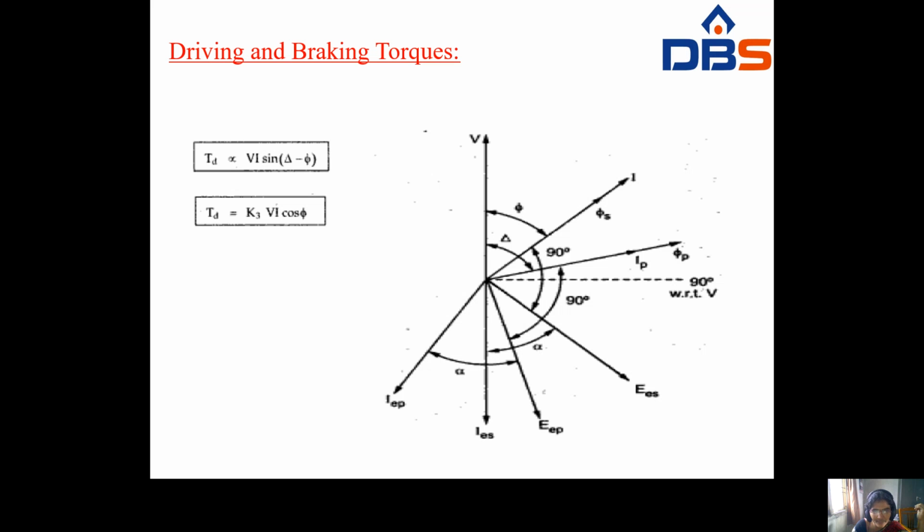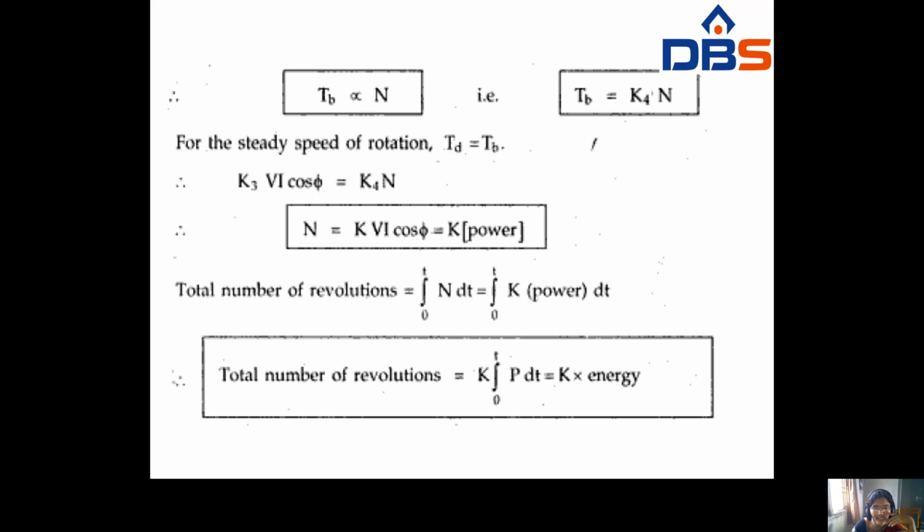This is the phasor diagram for the energy meter. So TD equals, removing the proportionality, a constant K3 VI cos phi. Then TB, the braking torque. Braking means that whenever it registers, at that time you must be able to stop it, so you use the braking torque. That braking torque is proportional to N, the number of rotations, meaning how many revolutions are made by the energy meter. So TB equals K4 N.